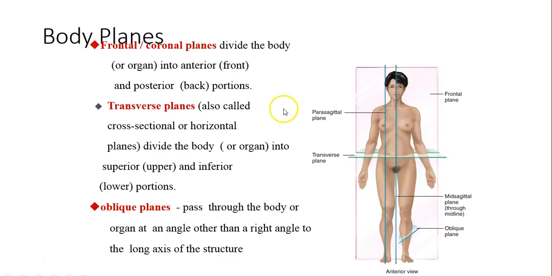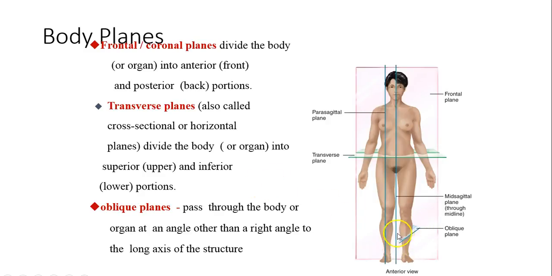Frontal or coronal planes divide the body or organ into anterior, front, and posterior, or back portions. It's very difficult to see in this figure because we're looking at this person head on. But you would just slice this person in a coronal or frontal plane so that you would have the front portion of this body and the back portion of that body. Transverse planes are horizontal. They divide the body or organ into superior, upper, and inferior, lower portions.